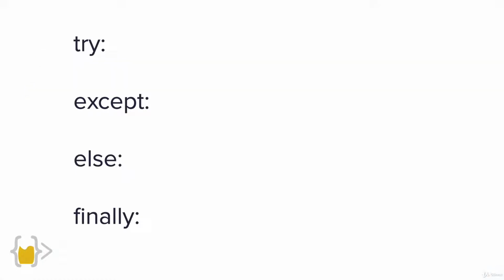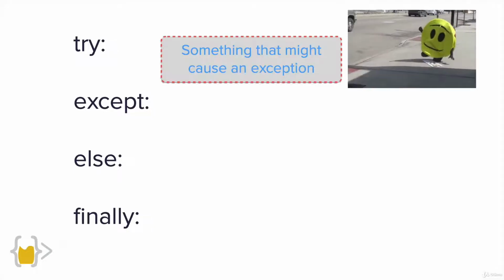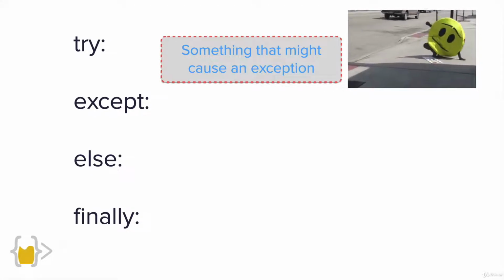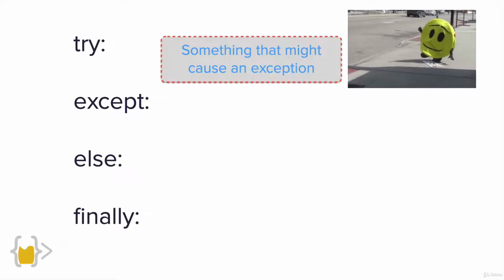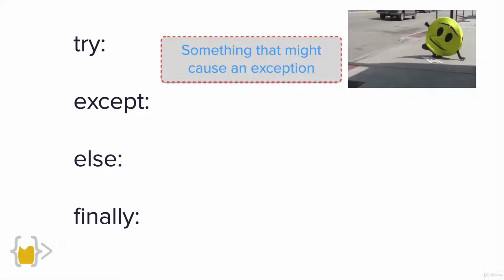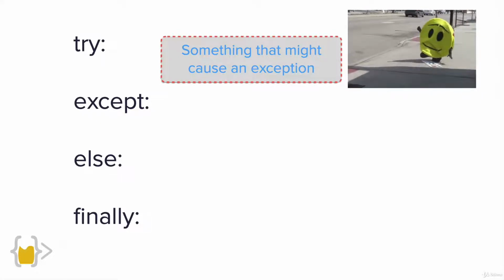Here's what the code looks like when we're dealing with these exceptions. We have try, except, else, and finally. These are the 4 keywords that are really important when it comes to handling exceptions. Now, the first keyword, try, comes before a block of code where you're executing something that might cause an exception. So basically, you're trying to execute a line of code. In most cases, it probably will work, but sometimes it just might not.